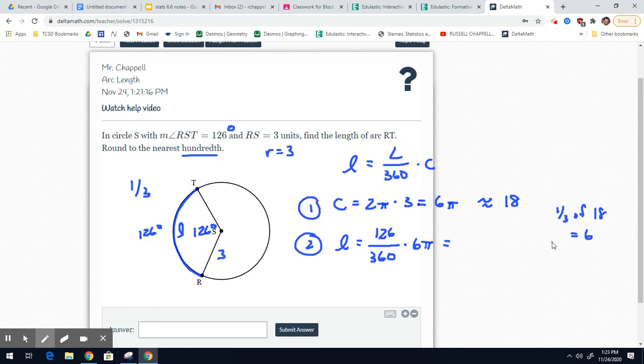So what I'm trying to get at is when you do these calculations, you should have an idea of what the answer is going to be. I should expect my answer to be around 6. Now, if it's not exactly 6, don't freak out. I'm thinking like 5.9, 7.2, somewhere around 6. So let me show you how to input this into the Desmos graphing calculator, and we'll round to the nearest hundredth when we get there. So 126 over 360 times 6 pi. Let's go to the graphing calculator.